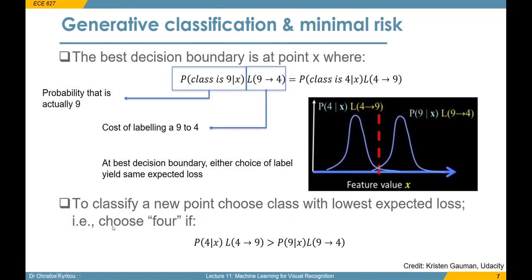So given that we assume that we have the same cost either way, if we mistake a 4 for a 9 or a 9 for a 4, then we can choose the best class that this feature belongs to by looking at which of these two values is bigger. So basically, if the probability given x that it's a 4 is higher than the probability given x that it's a 9. So the question is, how can we find out what these probabilities are?